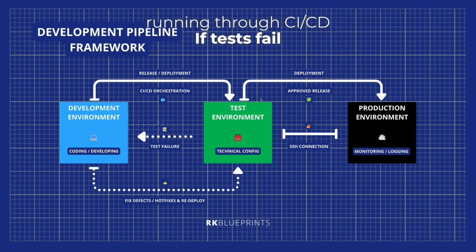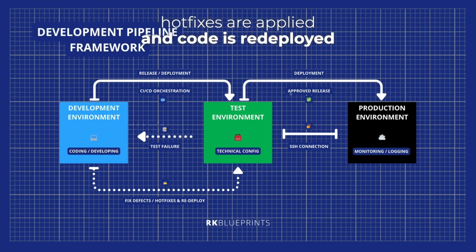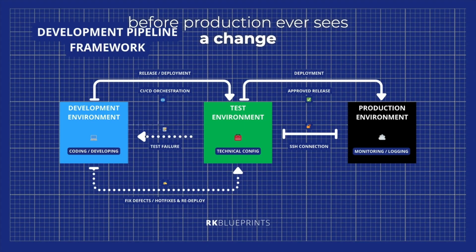If tests fail, the pipeline loops back. Defects get fixed, half fixes are applied, and code is redeployed. This loop is critical. It's how teams reduce risk before production ever sees a change.